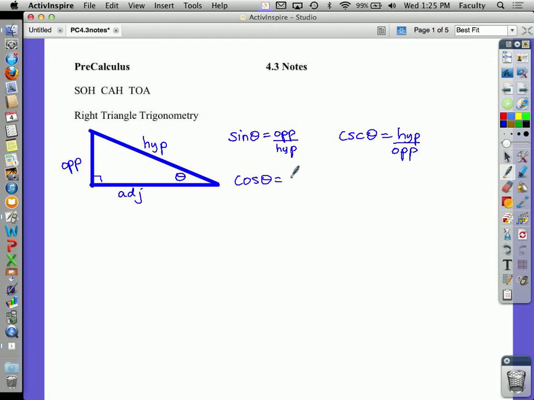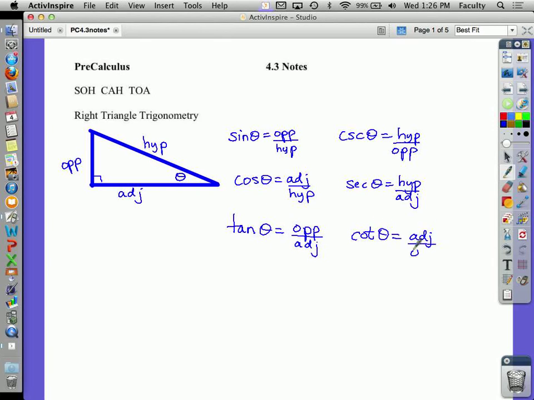Cosine theta is adjacent over hypotenuse. Secant theta is hypotenuse over adjacent. It's just the reciprocal. Tangent is TOA, opposite over adjacent. And cotangent is adjacent over opposite. Now I need to pause here a moment.